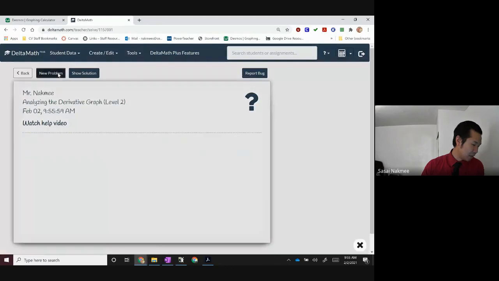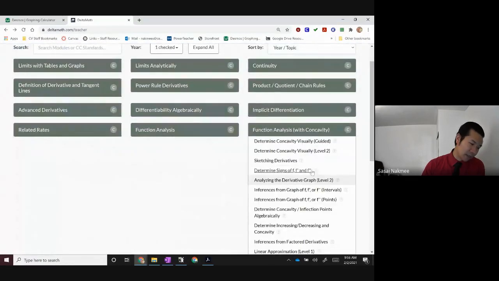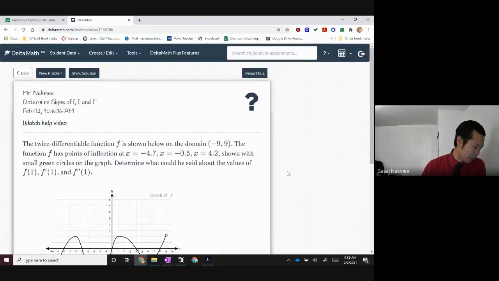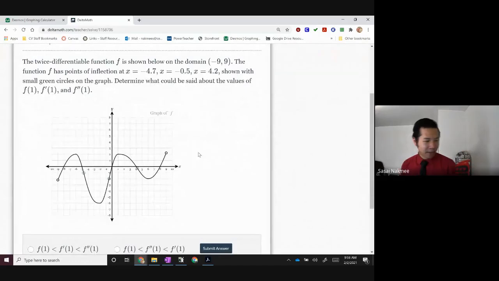Are all these just derivatives? Oh, none of them actually ask for the first function. That's not good. Hold on a second. Oh, that's analyzing the derivative of the graph. Well, duh. Of course, that's not going to have the original function. Okay, so let's take a look here.